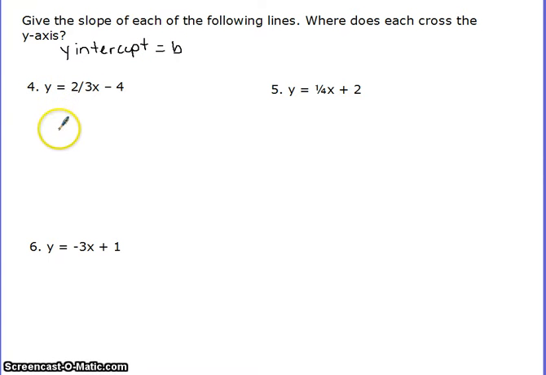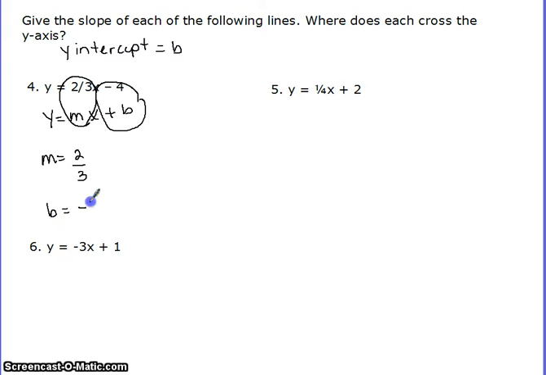The first thing you have to do is make sure that it is in y equals, that y is all by itself, that it has been solved for y. So if this is solved for y, and I look at y equals mx plus b, my slope is the number in front of x. So my slope is 2/3. My y-intercept, or my b, notice the sign is positive in our formula, so our y-intercept is negative 4. If I wanted to write it as a coordinate pair, remember, the y-intercept is 0, negative 4.